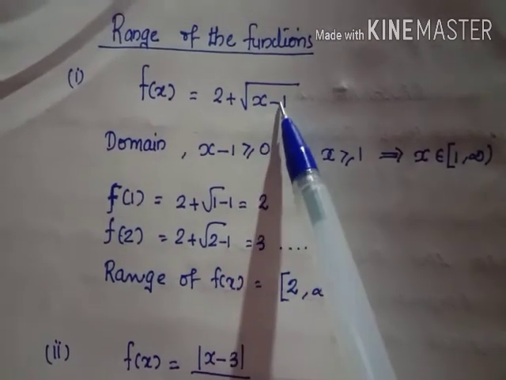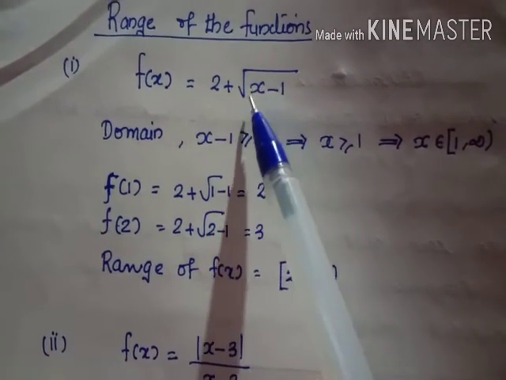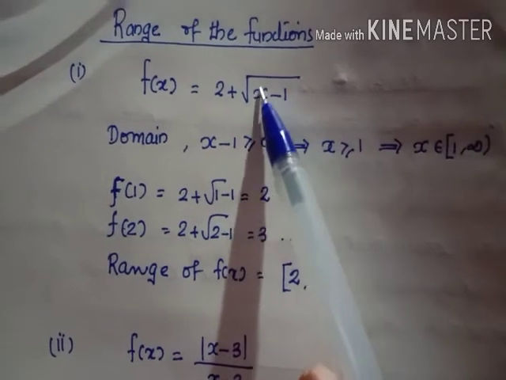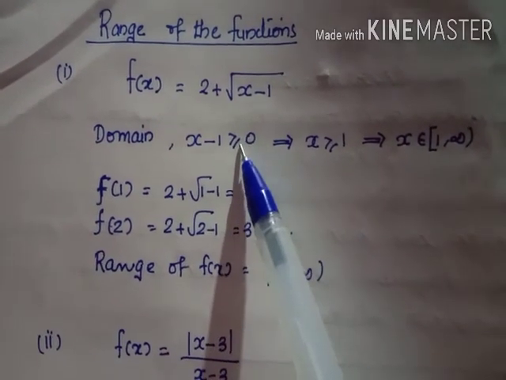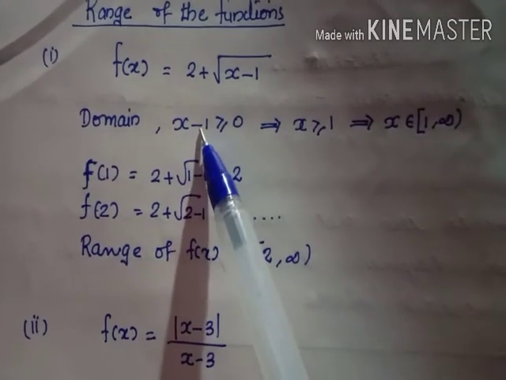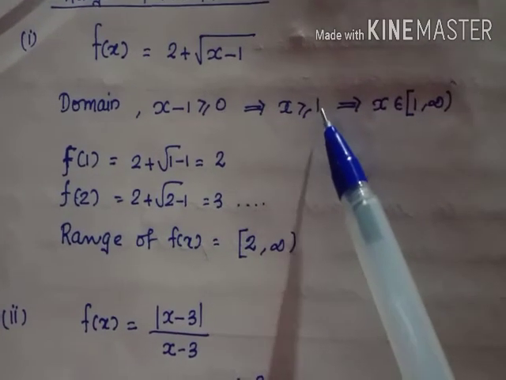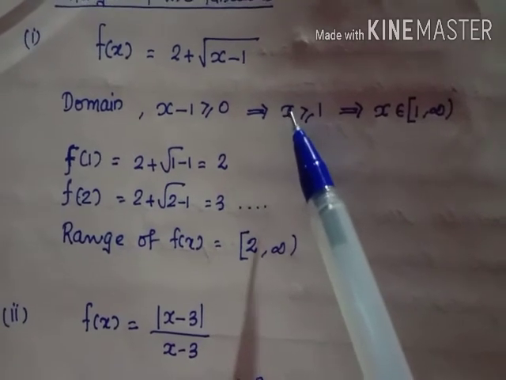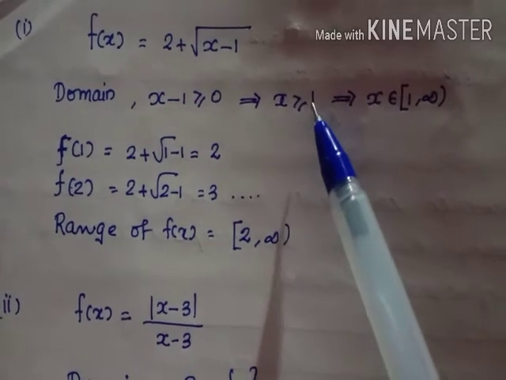So x minus 1 is inside a radical notation, and we know that a radical or square root requires its inside to be greater than or equal to 0. So this expression x minus 1 is greater than or equal to 0. Taking the minus 1 to the other side, x is greater than or equal to 1. So we can consider the values of x either equal to 1 or greater than 1.